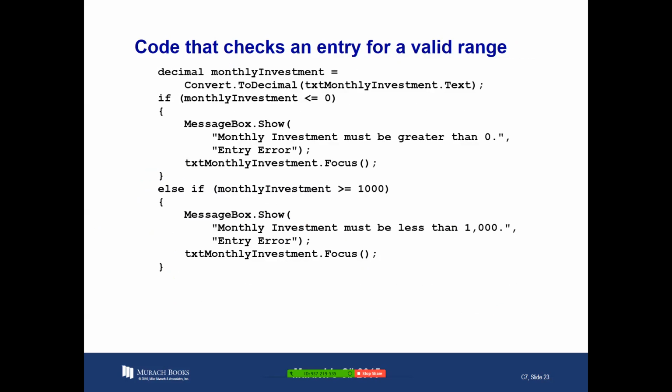And so here's code that checks for entry of a valid range, and here we're checking if the monthly investment is less than or equal to 0. Then we got this error message saying it's got to be greater than 0. If the monthly investment is greater than 1,000, in this particular code we're only going to handle monthly investments up to 1,000. If it's greater than 1,000, it's going to execute this code.